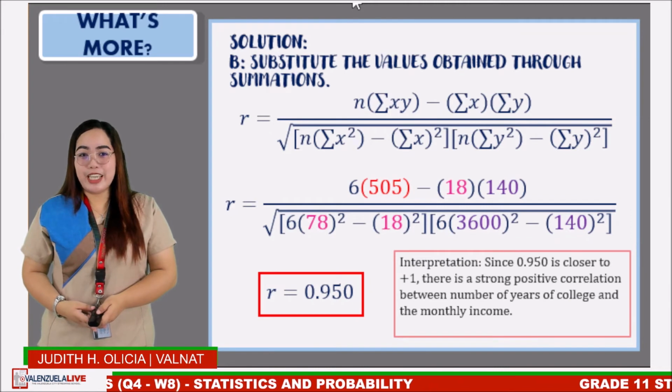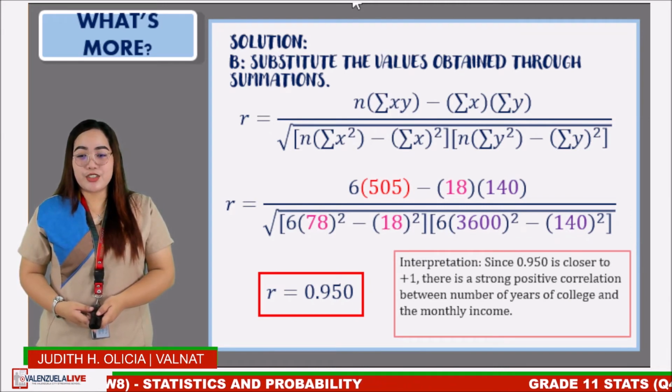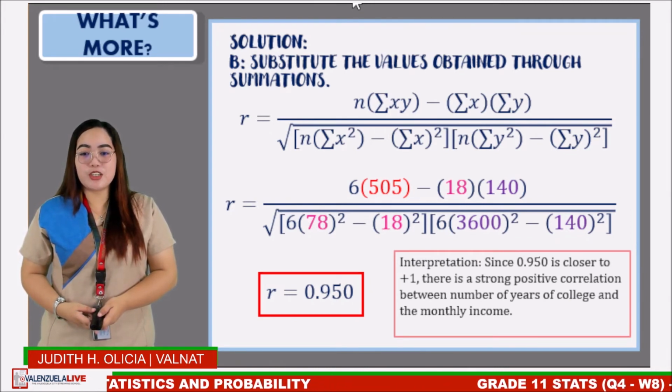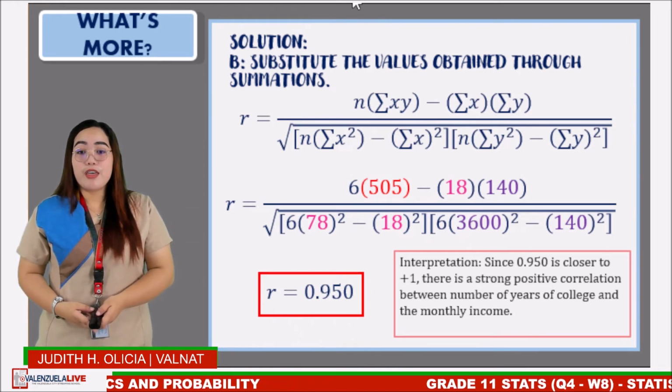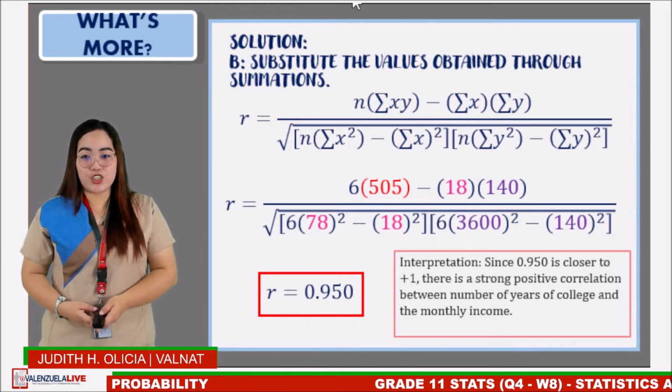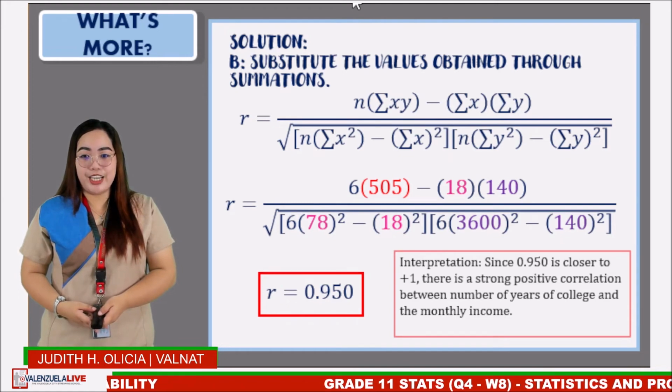So let us now interpret. For the interpretation, since 0.950 is closer to positive 1, there is a strong positive correlation between number of years of college and the monthly income.